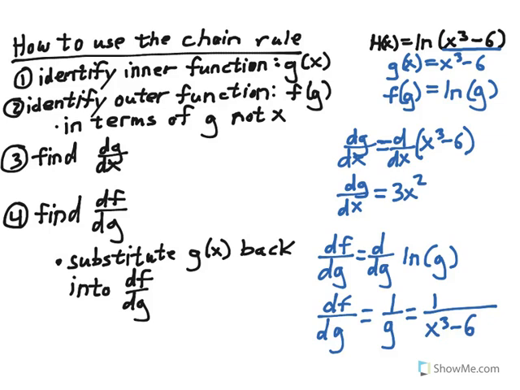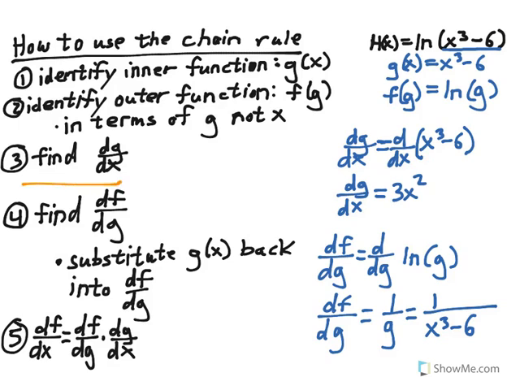Alright, the last part of using the chain rule is to actually use the chain rule, which is to say that df/dx is going to be df/dg times dg/dx. In other words, you take the result from step 3 and you multiply it by the result from the end of step 4, and then you're done. Maybe you have to do a little bit of algebra, but you're at least done with the calculus part of this. So I'll do step 5.